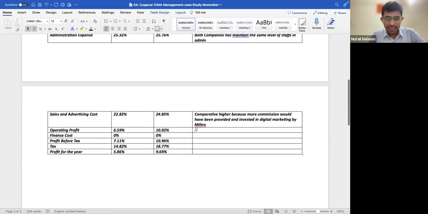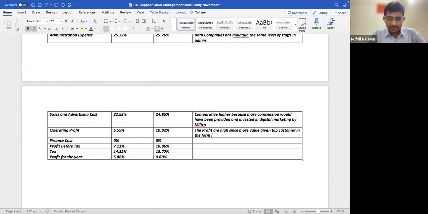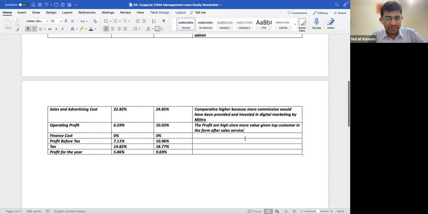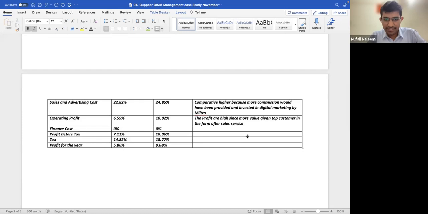Now, operating profit, again, they are leading. Technically, profits are better. The profits are high since more value given to customers in the form of after-sales service. Students, I believe that everyone has got that idea in the form of after-sales service. And finance cost, no changes at all. It looks the same.